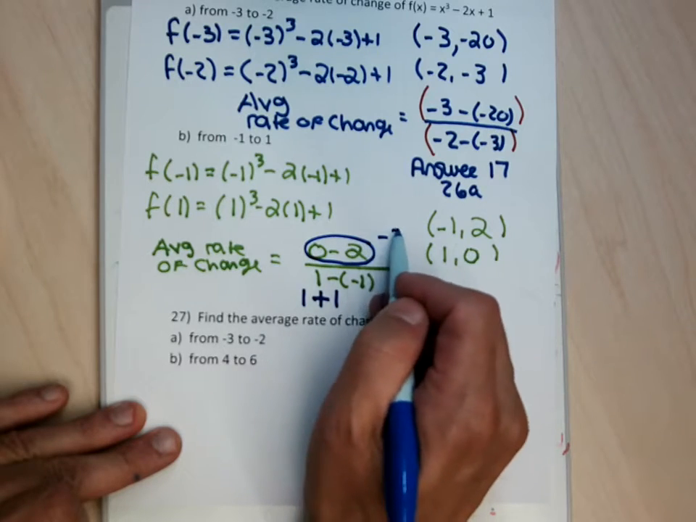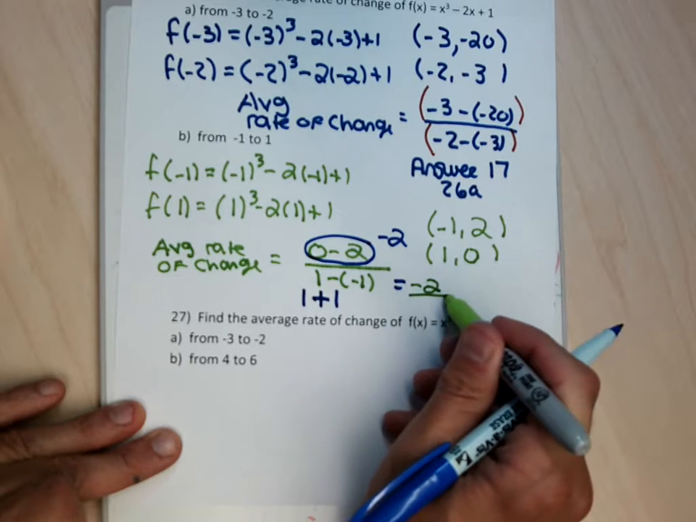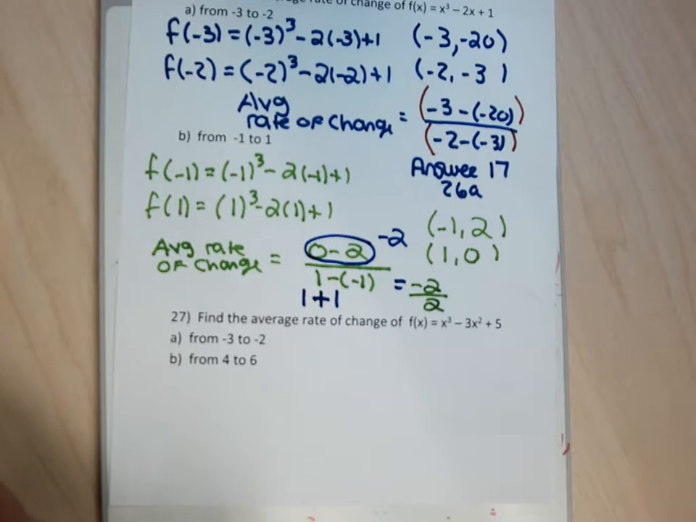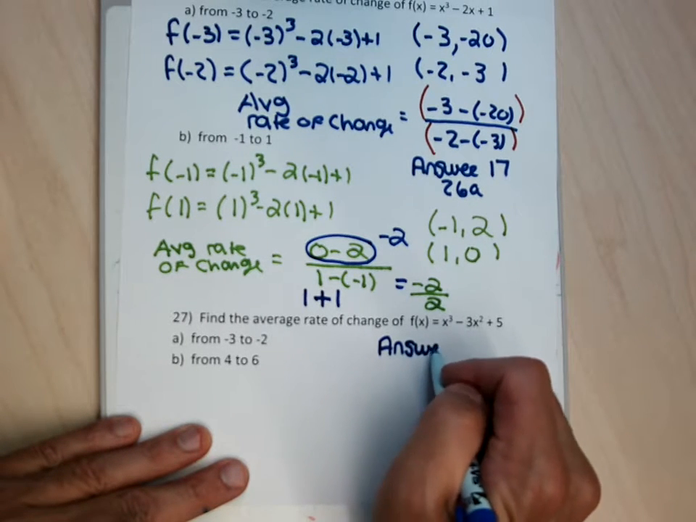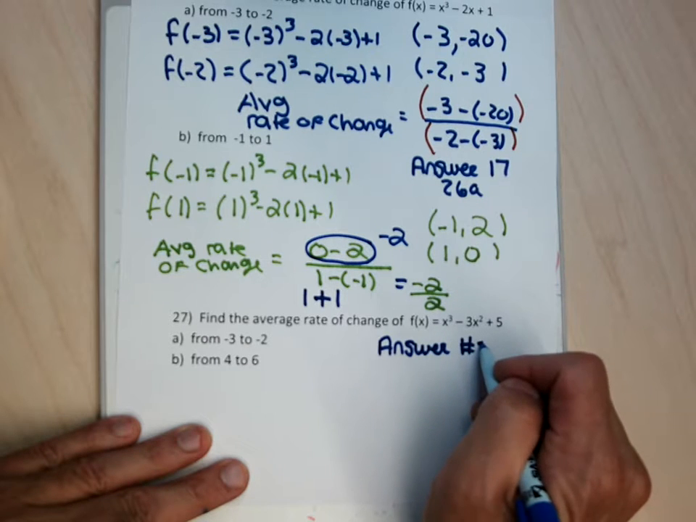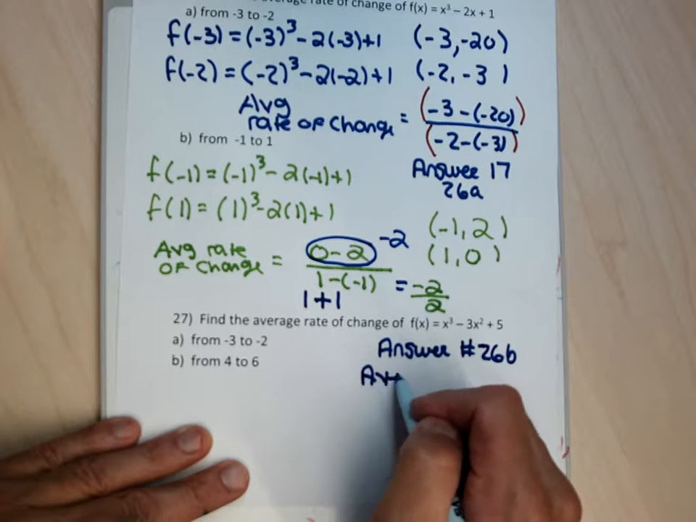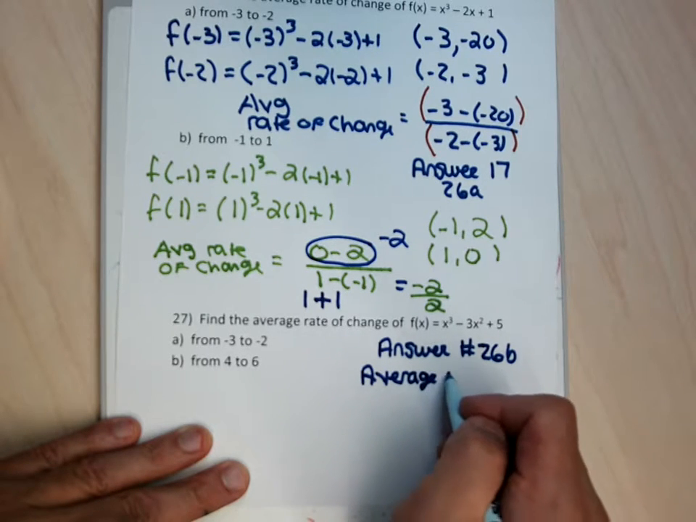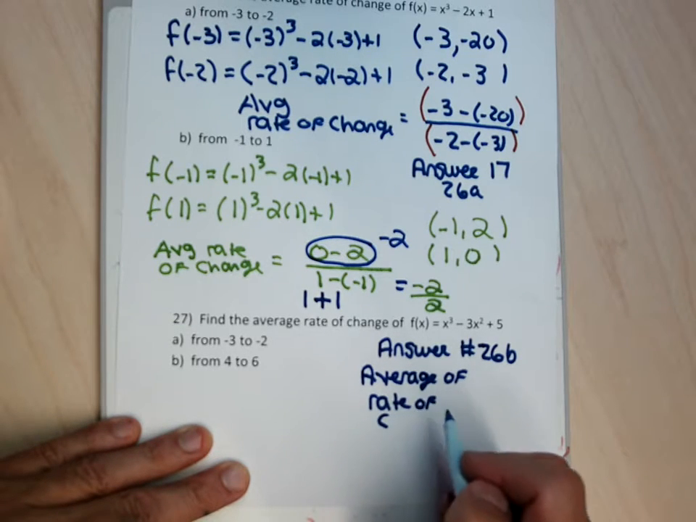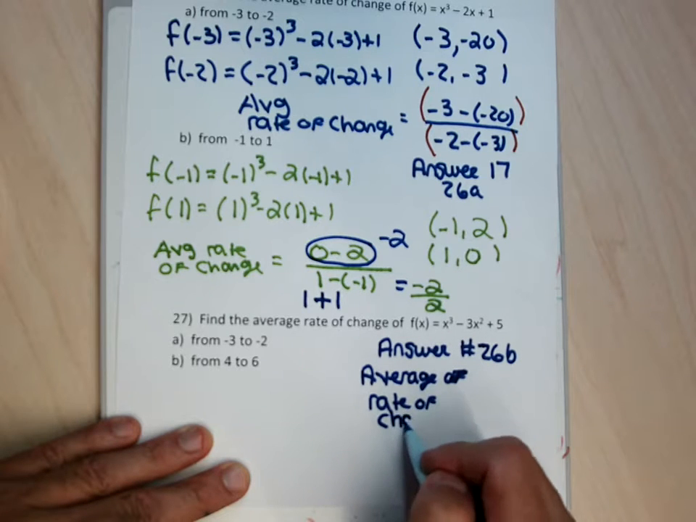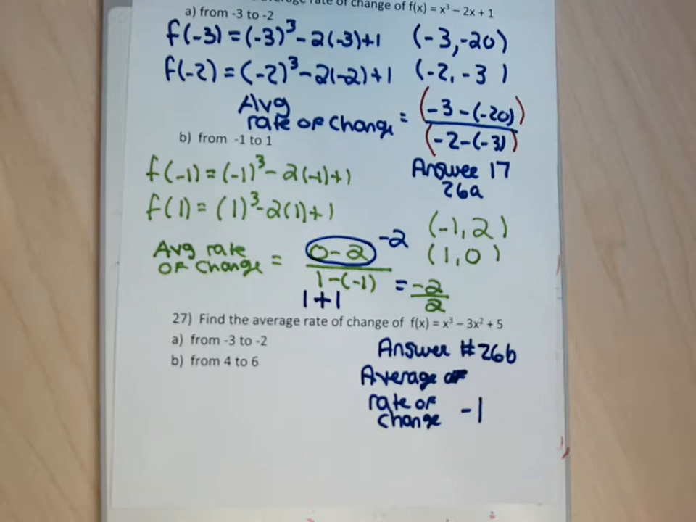The numerator comes out to a negative 2. So this whole thing comes out to be negative 2 in the numerator, divided by 2 in the denominator. That reduces to negative 1. The answer for 26b, the average rate of change, is going to be negative 1. You can write that as words, or you can just write down the number. If you care to write the words, it's fine. So my average rate of change is negative 1, because a fraction negative 2 over 2 reduces to negative 1.